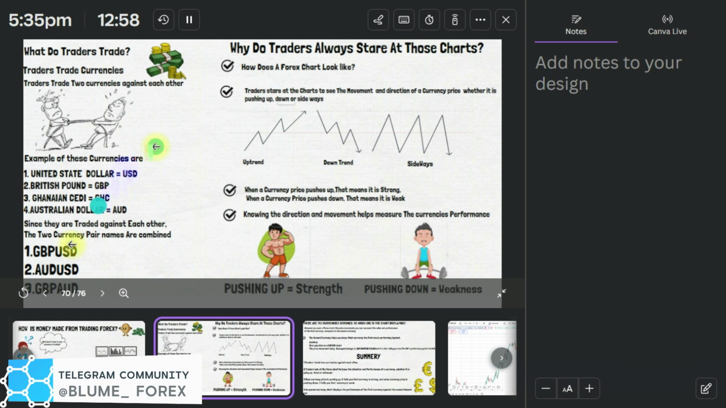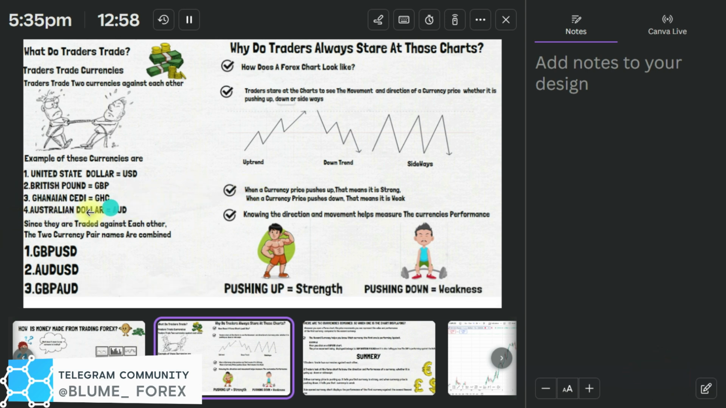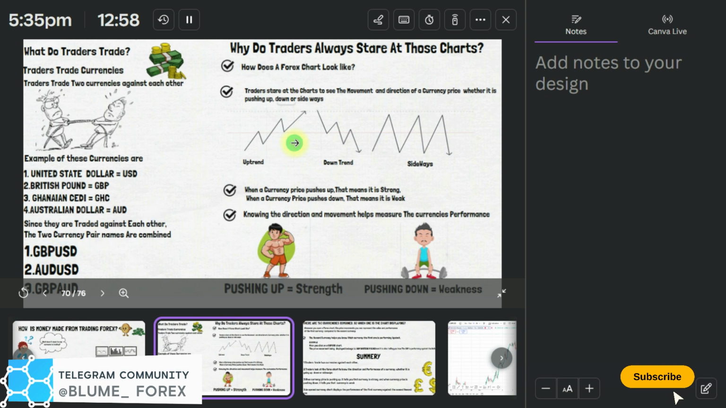Now, on the chart, you are not going to see the full names, right? What you are going to see is GBP USD, AUD USD, GBP AUD, or USD GHC. So we are going to see these pairs, and because the currencies are traded against each other, we combine the abbreviated names to know which currencies you are trading. So let's move to the next one.